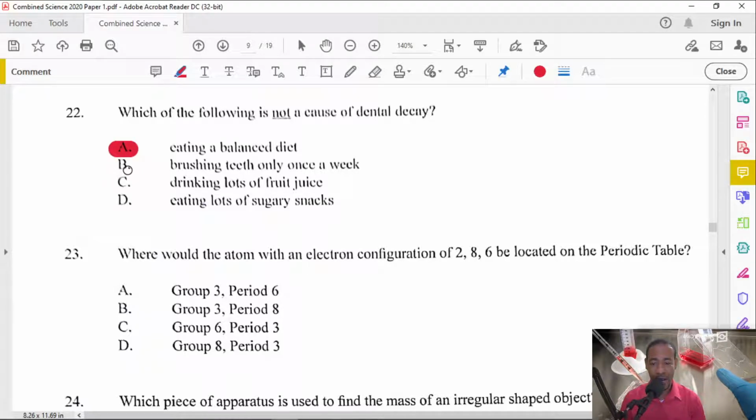Brushing teeth only once a week, that's actually not a good thing to do. You need to brush your teeth at least 3 times a day. So only brushing one time for the week, oh my God, that is very, very disturbing. Drinking lots of fruit juice. Fruit juice contains a lot of sugar, so it could definitely cause tooth decay. Eating lots of sugary snacks, same thing, providing a nice medium for bacteria to grow.